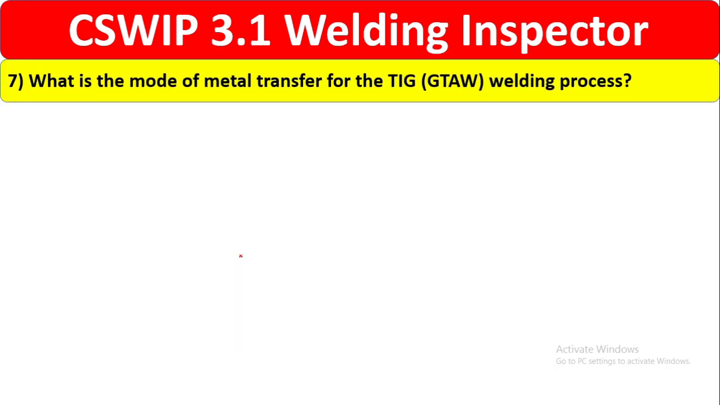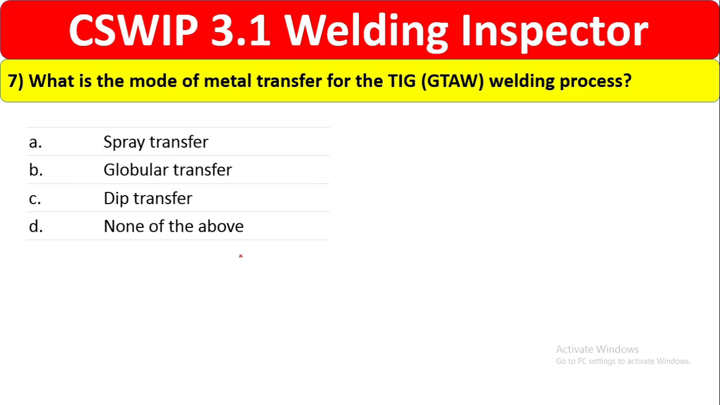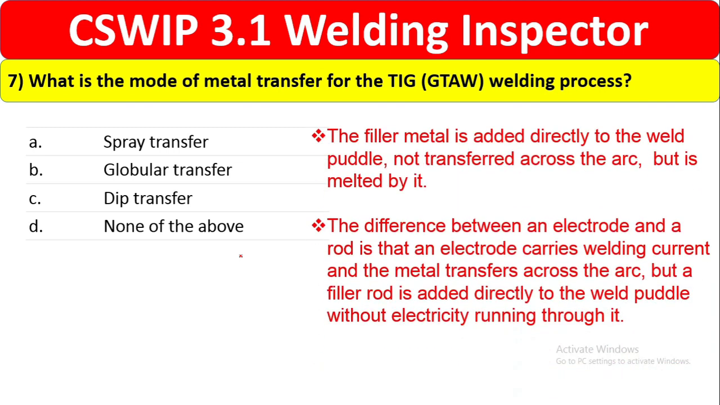Question number 7. What is the mode of metal transfer for the TIG welding process? So you know the metal transfer, how many types of metal transfer there are. So for TIG welding, which one is the metal transfer? A is spray transfer, B is globular transfer, C is dip transfer, D is none of the above.